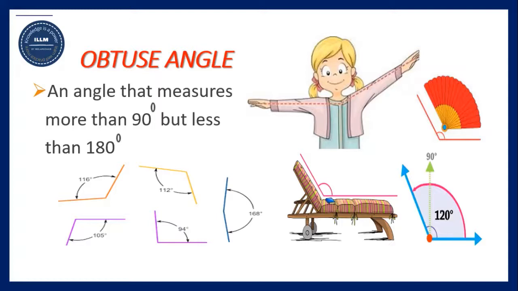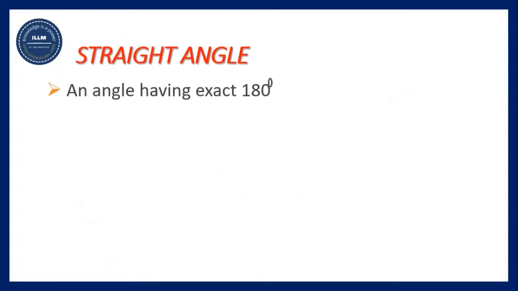These are 116 degree, 112 degree, 105 degree, 94 degree, 168 degree. These are all more than 90 degree but less than 180 degree. The next type is straight angle. An angle have exact 180 degree is called a straight angle.